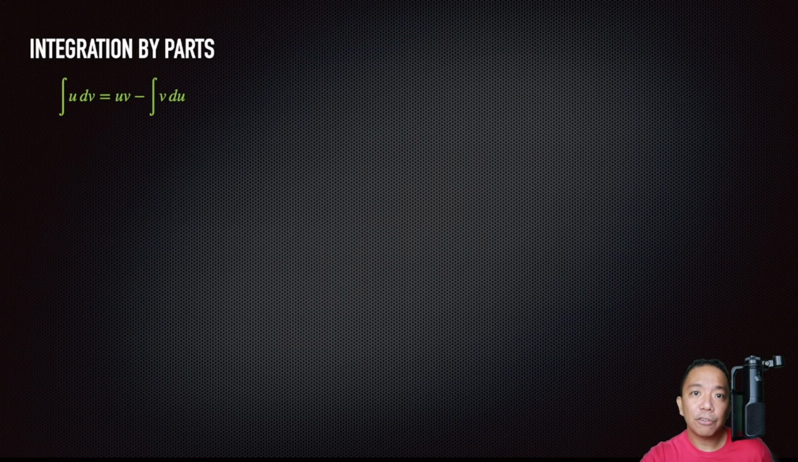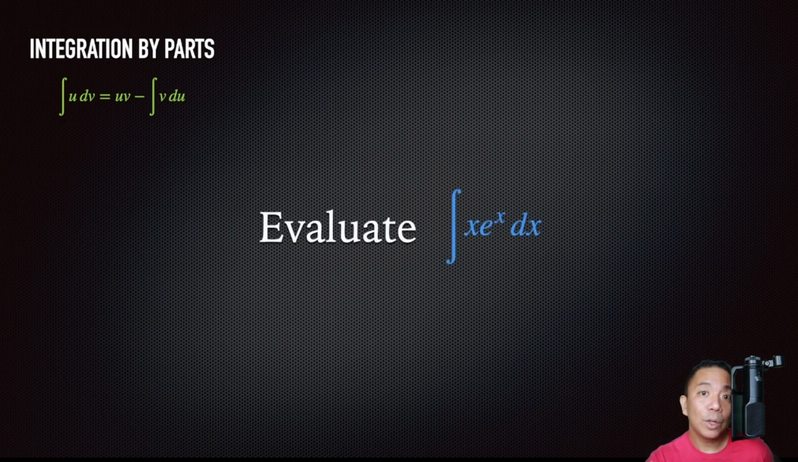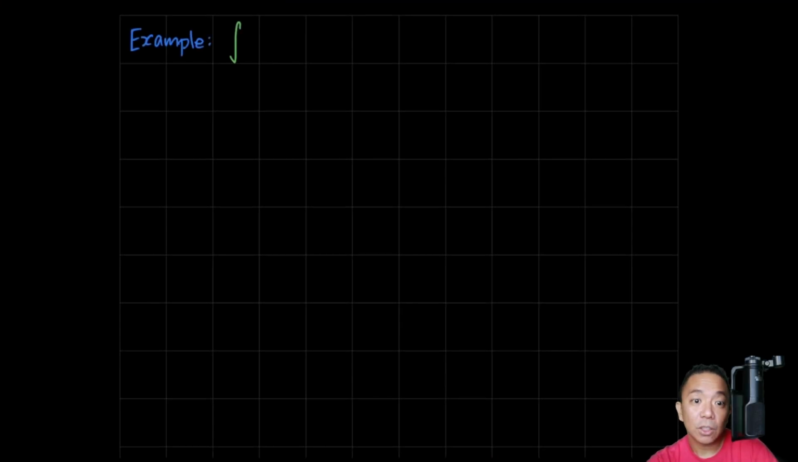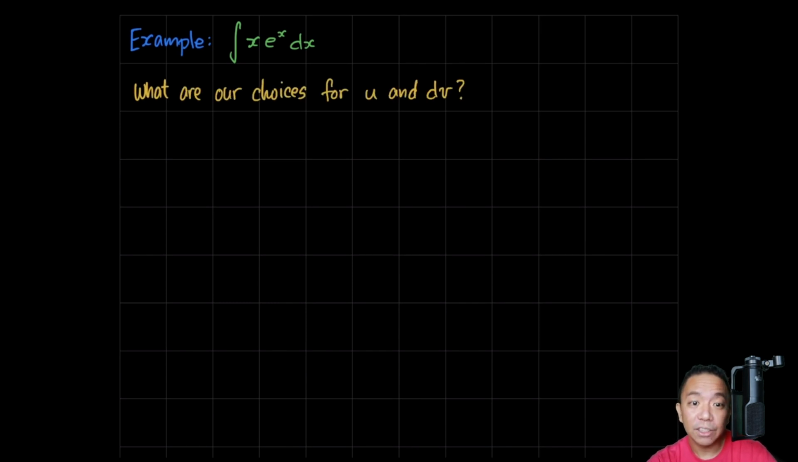So, let's move the formula sa taas and let's take a look at an example that will hopefully illuminate kung ano yung gusto nating mangyari. So, we want to evaluate the antiderivative of x times e to the x. So, let's move over dun sa solution for this problem. Okay, so this is our example, the integral of x times e to the x. So, what are our choices for u tsaka dv? Start tayo dun.